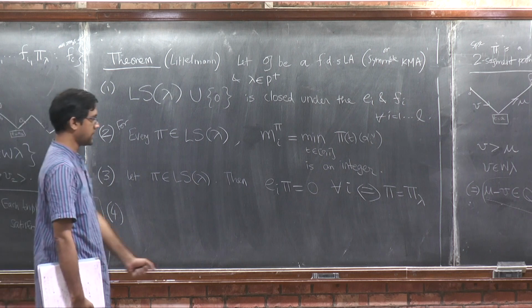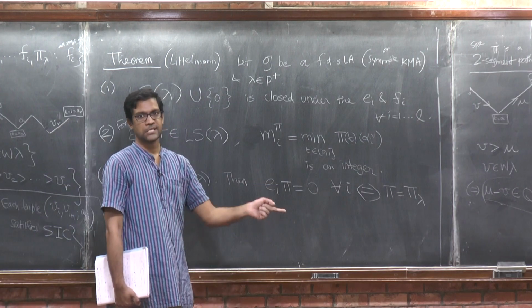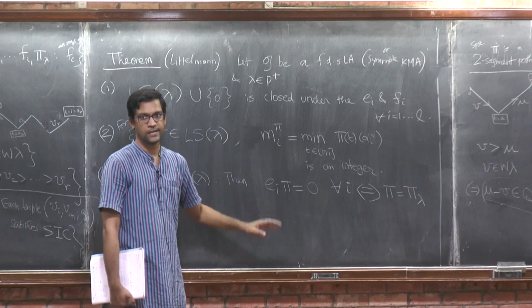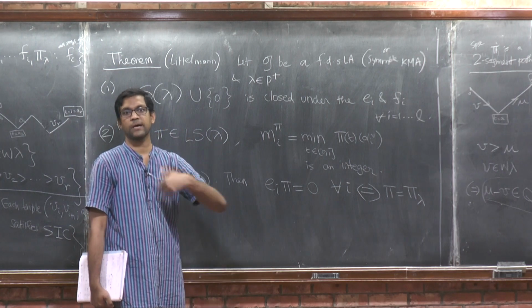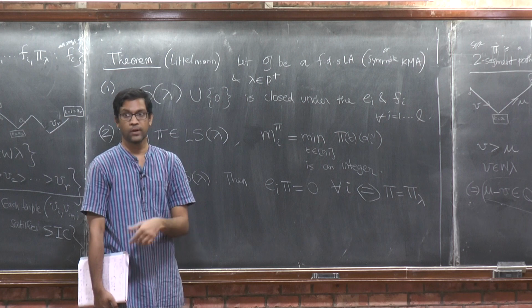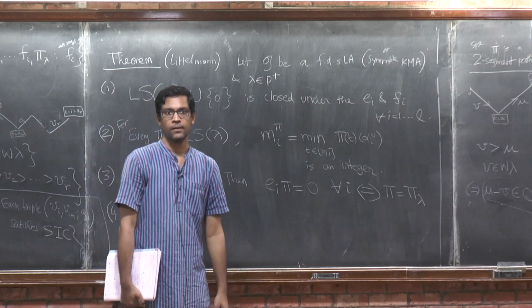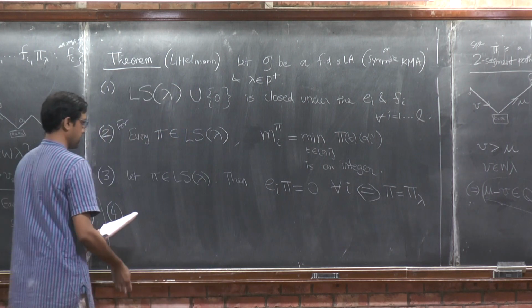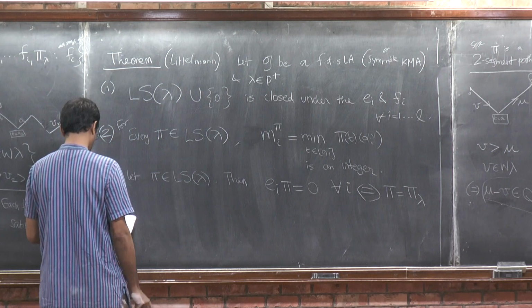Okay. So in particular, the original path is there. The starting straight line path is definitely in LS lambda, and so are all these other paths we looked at, all the ones ending at w lambda. Okay. So this is fact 3.